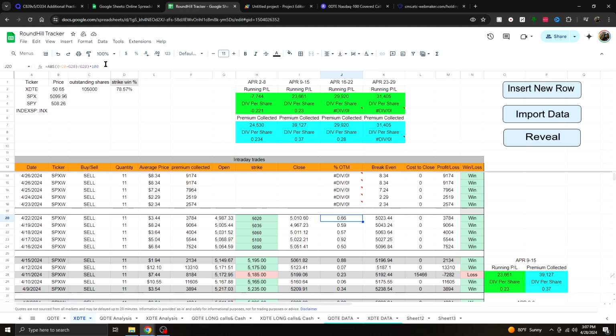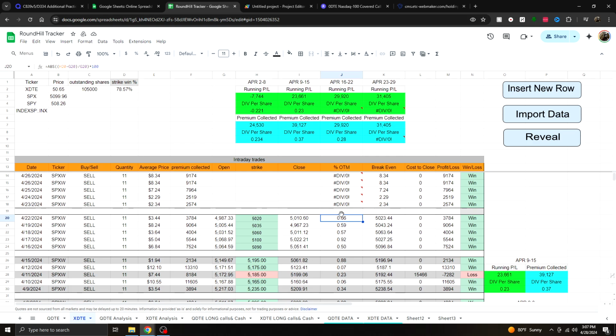So for percent out of the money, it takes the open. It should be H20, which is the strike, minus the open, divided by the open, and then times 100, and that is percent out of the money.